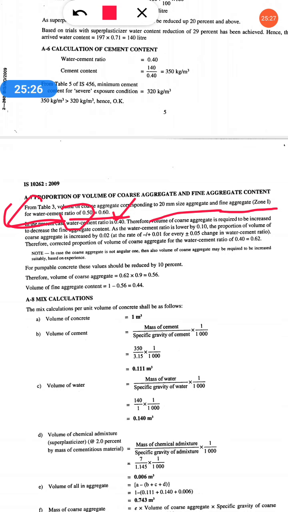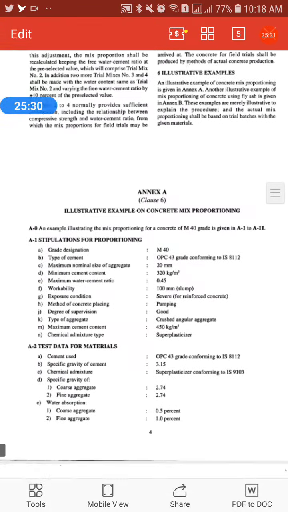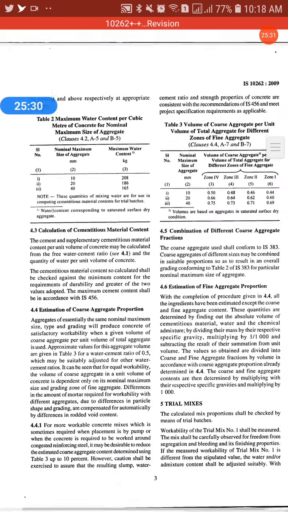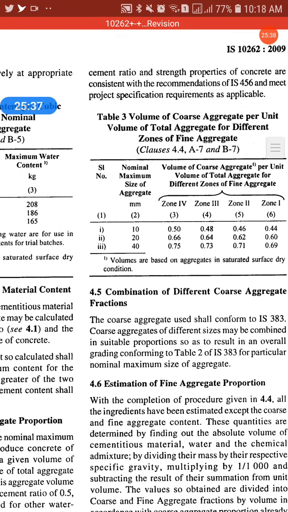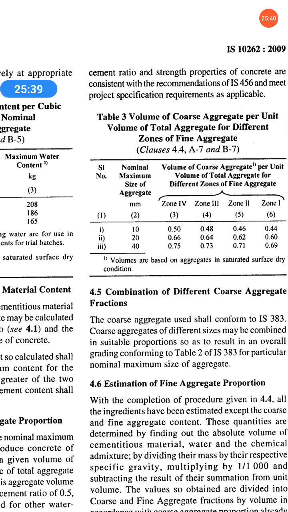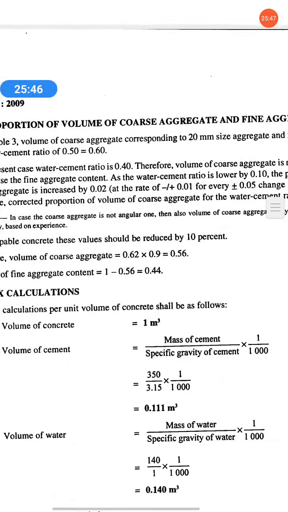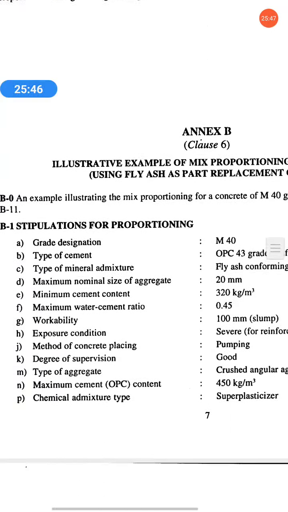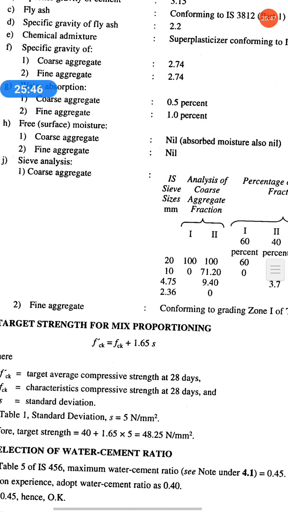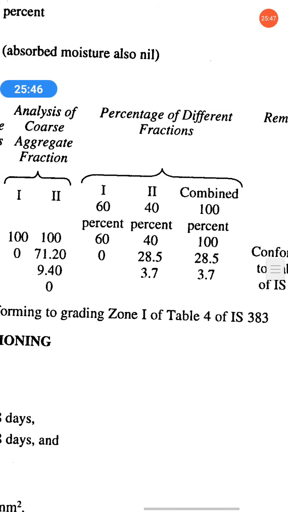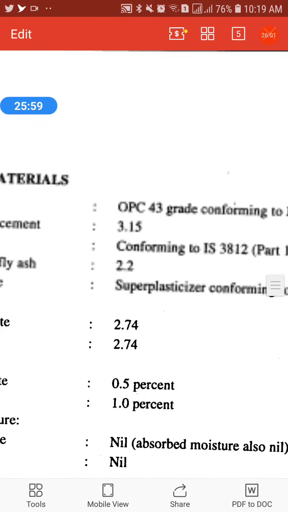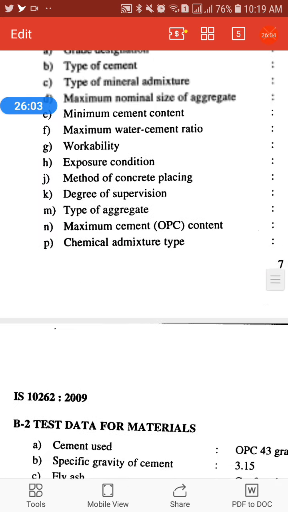Okay, so see Table number 3 of this IS code. Go to Table number 3 here. So this is the table which is based on Zone 1, Zone 2, Zone 3 and Zone 4 of fine aggregate. So first you have to see your question, in which zone is provided. See, fine aggregate conforming to grading Zone 1. Okay, Zone 1 is given and maximum size of aggregate 20 mm is given.